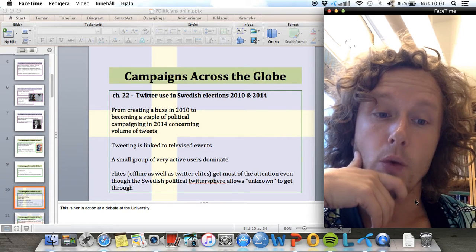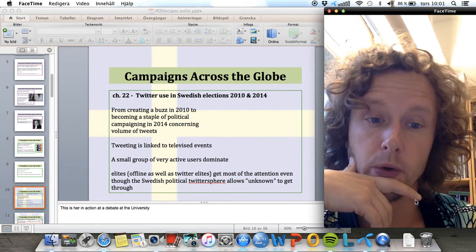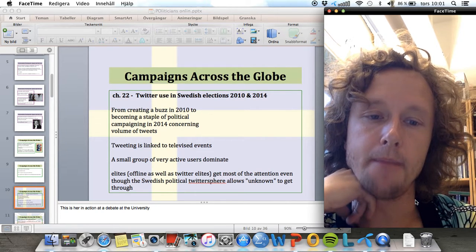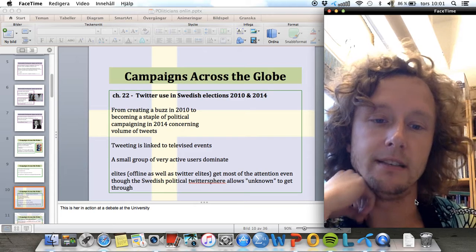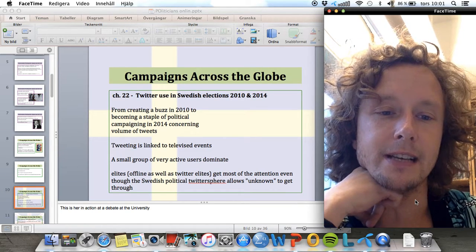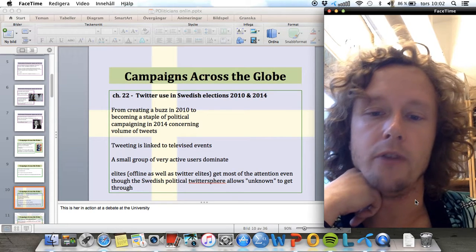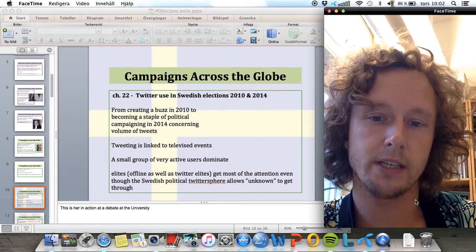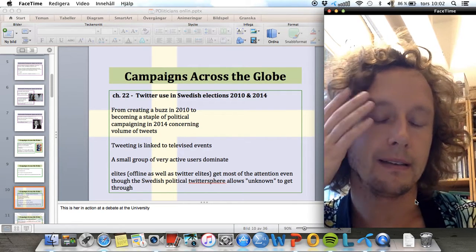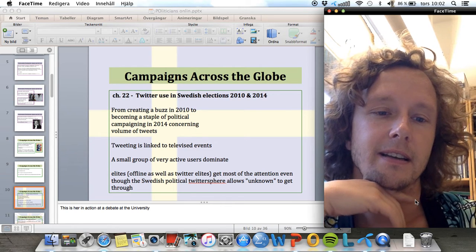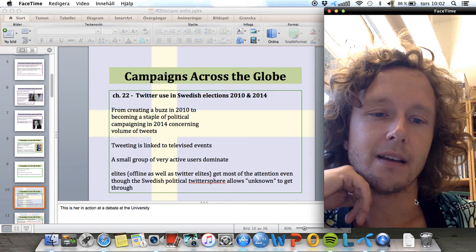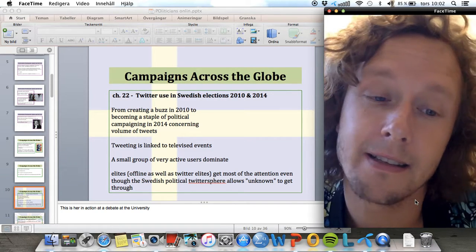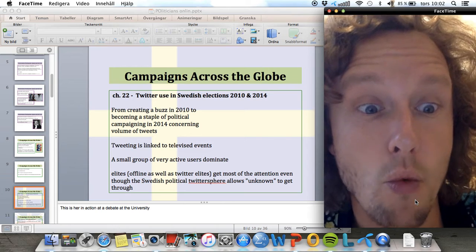There is this 99.1% rule applying on Twitter. The authors here, Anders and Halva, show that a small group are very active. And also, seconding the more critical Christian Fuchs type of understanding, Twitter is dominated by elites. Offline as well as on Twitter, the elite gets most of the attention, even though the Swedish political Twitter sphere allows unknowns to get through. Or, I mean, in the chapter on the US election, they say it's still a battle of David against Goliath. Goliath is most likely to win, but it doesn't rule out the possibility of David actually getting in one hit, so to speak.